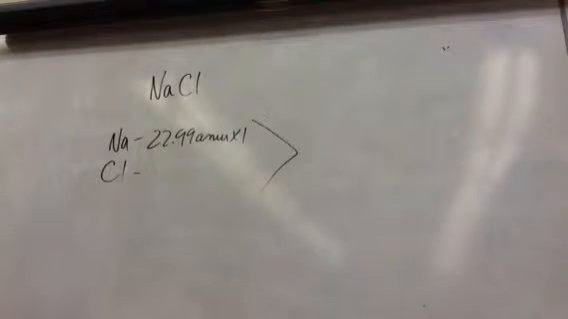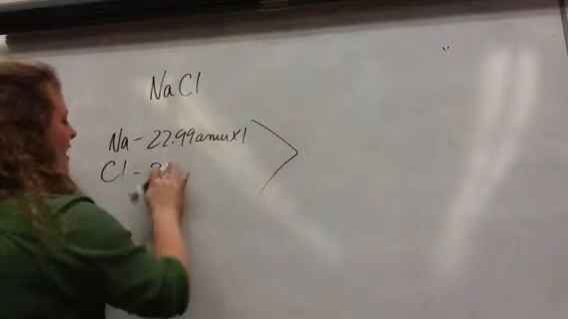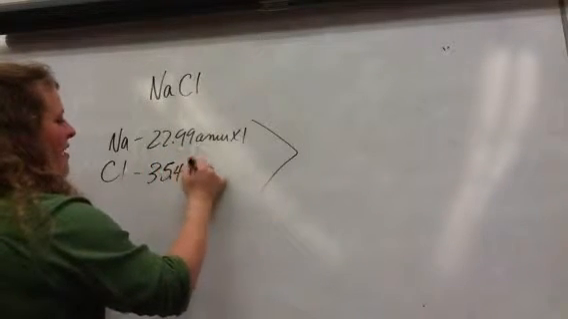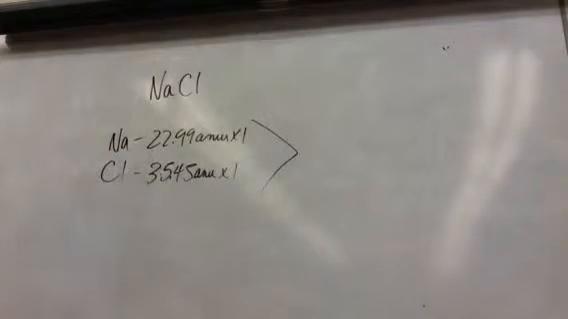And chlorine. What's the mass of chlorine? Somebody in red. Yep, 35.45 AMUs, and just one. So we add them up.